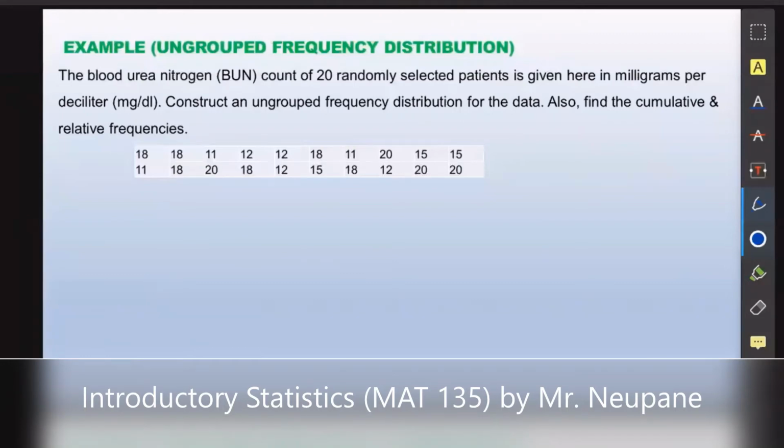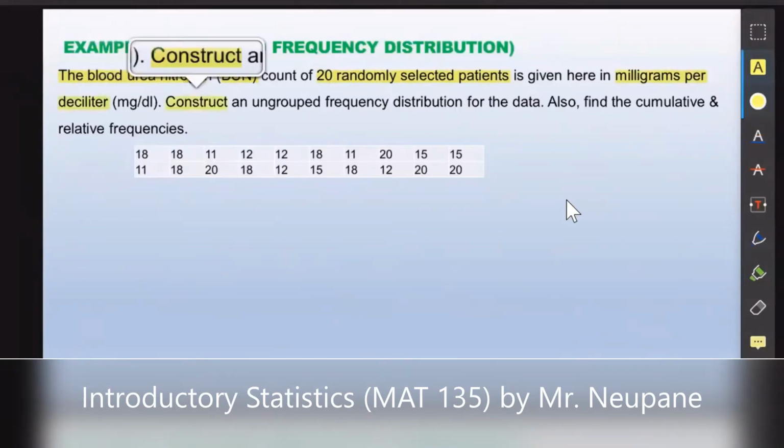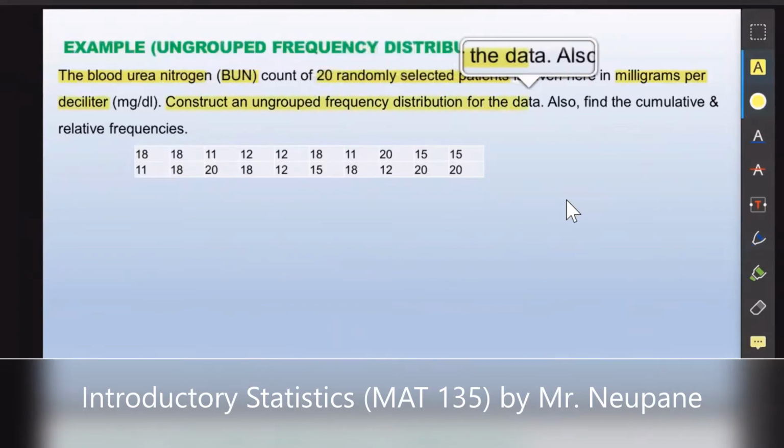Now here we have the second example on frequency distribution. Let's see what they are talking about. The blood urea nitrogen or BUN count of 20 randomly selected patients, so here the sample size is 20, is given here in milligram per deciliter, that's the unit. We are asked to construct the ungrouped frequency distribution table.